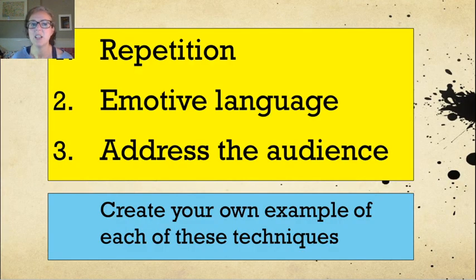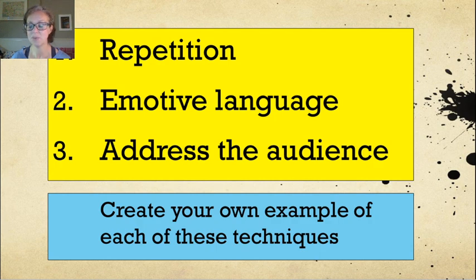Obviously, repetition. If you didn't get repetition, why not? Emotive language, yeah. And addressing the audience. He does say I have a dream that we can do this. So what I need you to do now is just create your own example of each of these techniques.